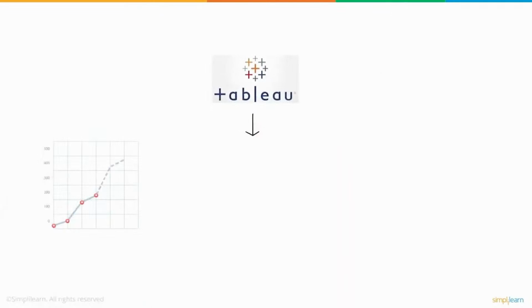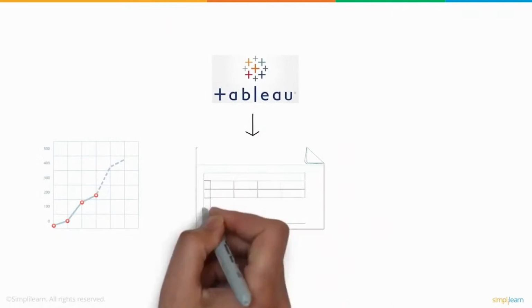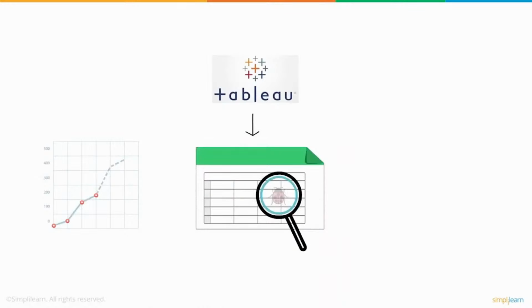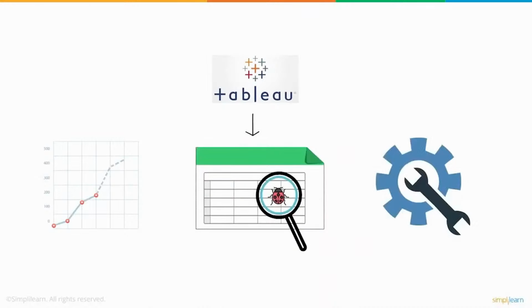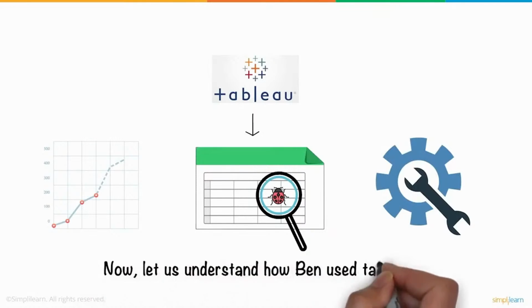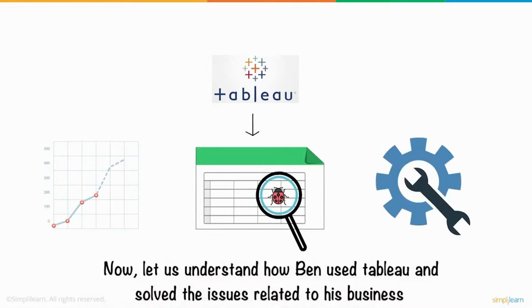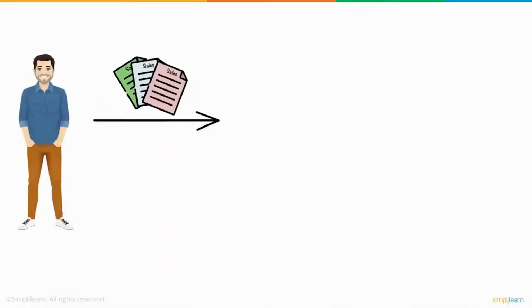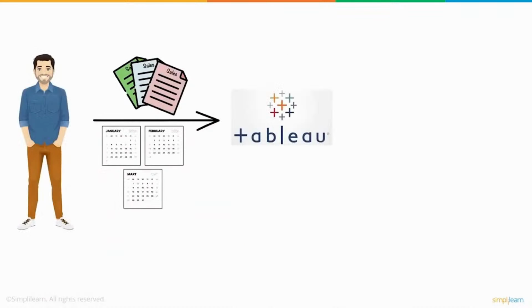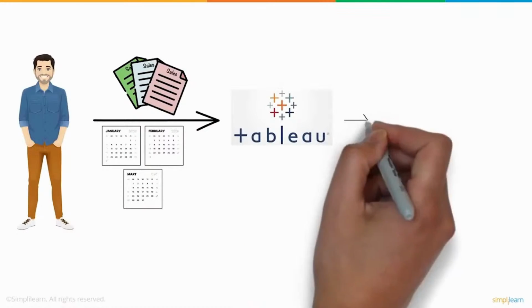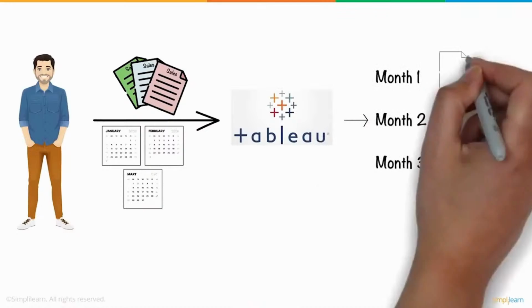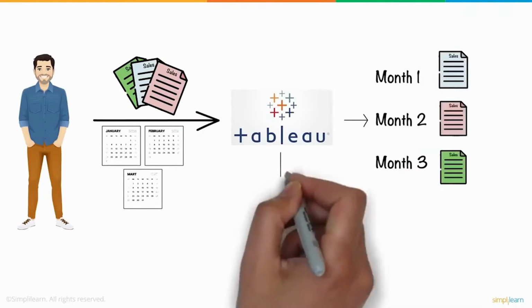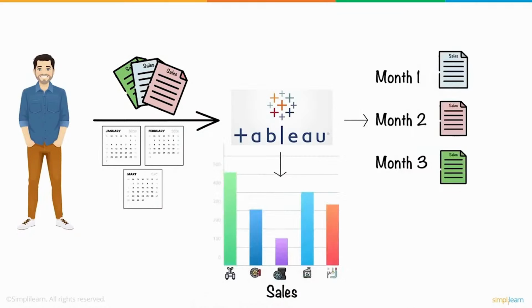Tableau was capable of learning the store's business patterns and running queries against the data to help visualize the flaws and resolve them quickly. Now, let us understand how Ben used Tableau and solved the issues related to his business. Ben collected his store's entire sales data from the previous quarter and ingested it into Tableau. Now, using Tableau, Ben was able to categorize the data based on monthly sales. It took the daily sales and considered it as the x-axis. And then Tableau computed the sales in the store.